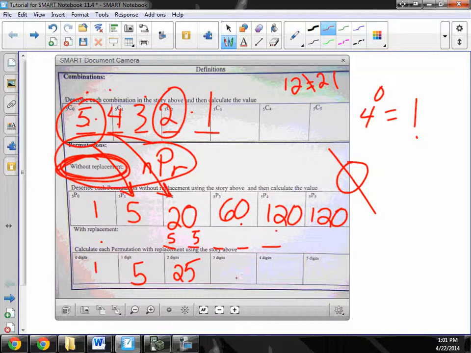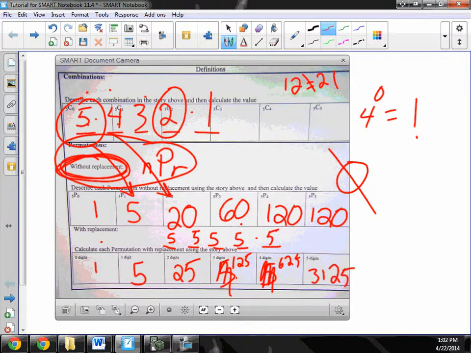Well, what about for 3 digits? 5. What about 4 digits? 5. Because I'm putting the marbles back in. I pick it out, read it off, throw it back in. Then I have 5 to choose from every time. So 3 digits is 125. 625 for 4 digits, and if I throw another 5 up there, 3125.